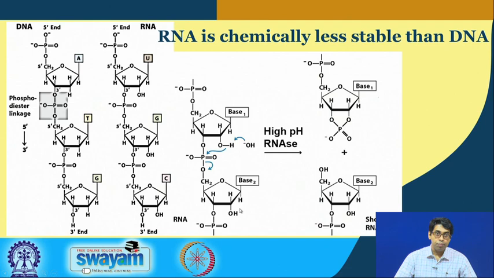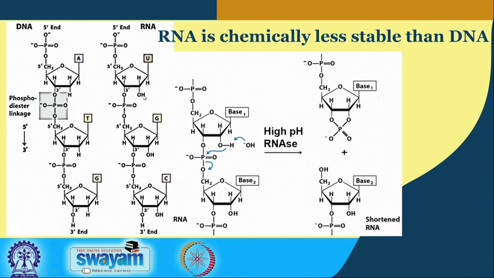This is something that is very important, especially for today's lecture, that RNA has this OH at the 2 prime end, and the presence of this OH makes it chemically less stable compared to DNA, because the presence of this OH results in a particular reaction where a hydroxyl ion, which can be supplied by high pH or can also be enzyme catalyzed, can attack this, so that there is a nucleophilic attack and this phosphodiester linkage is broken. So, now you have a breakage in the RNA strand.